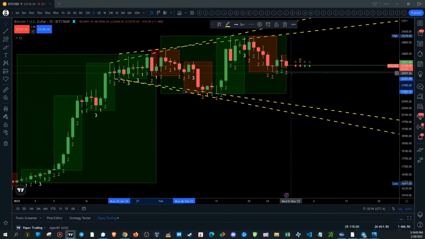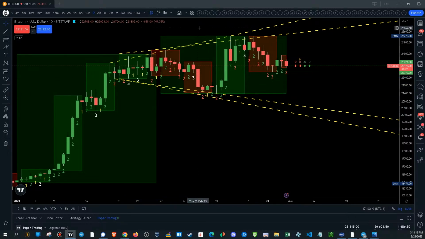Yeah, I think this is a good setup all the way to maybe the 20K retest. That would make sense. So we'll see from there.